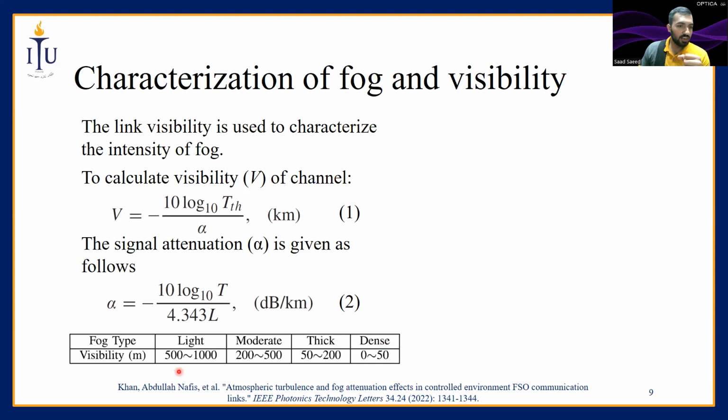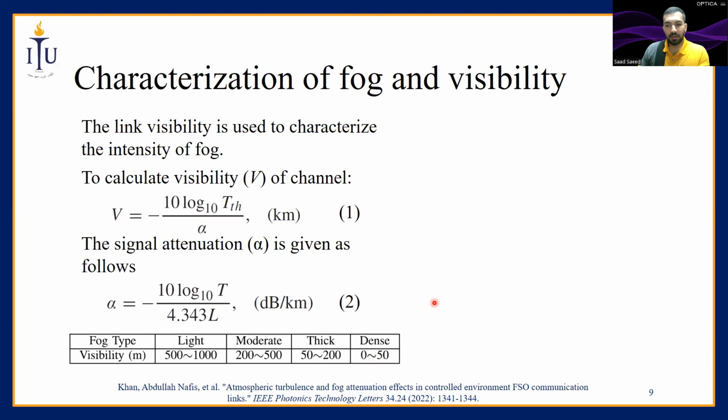For 500 meters to 1000 meters, it will be a light fog. For 200 meters to 500 meters, it will be a moderate fog. For 50 to 200 meters, it will be a thick fog. And where the visibility is less than 50 meters, that will be dense fog.